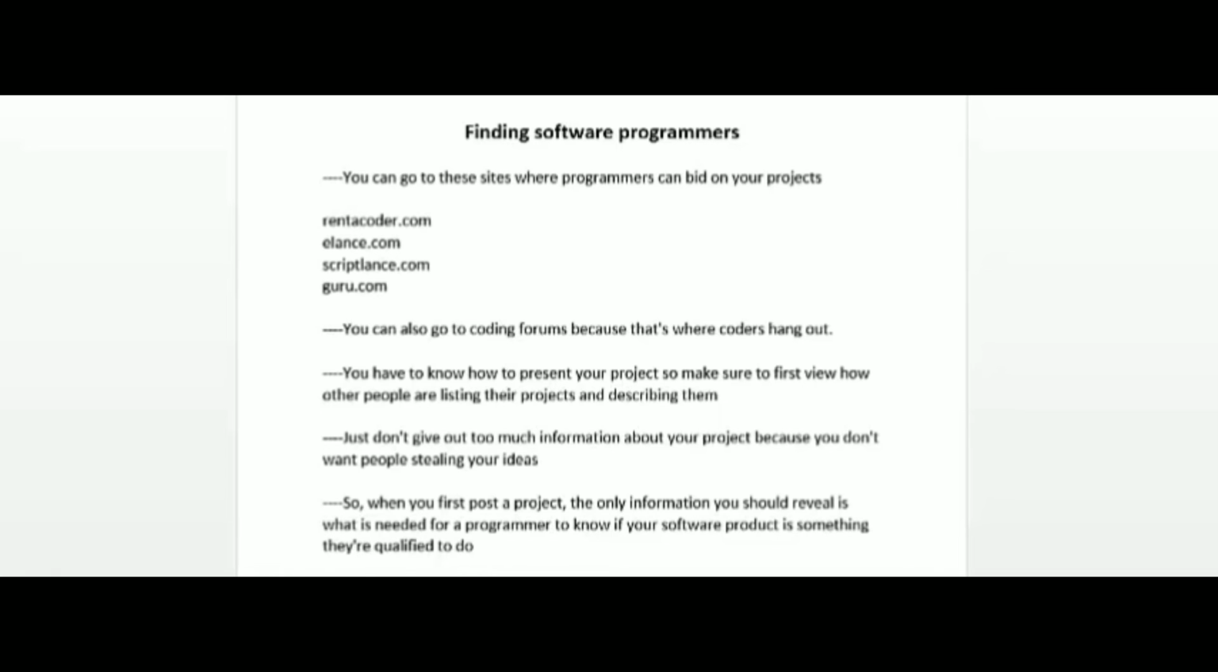Okay, so now when you visit these sites where programmers can bid on your projects, you have to know how to present your project. So make sure to first view how other people are listing their projects and how they are describing them on these sites. You also have to be very careful. You don't want to give out too much information about your project because you don't want people stealing your ideas. So when you first post a project, the information that you should reveal at first is what is needed for the programmer to know if your software product is something that they are qualified to work on.